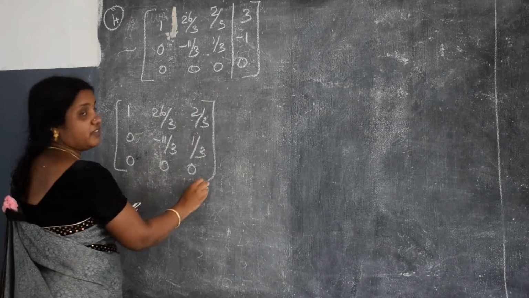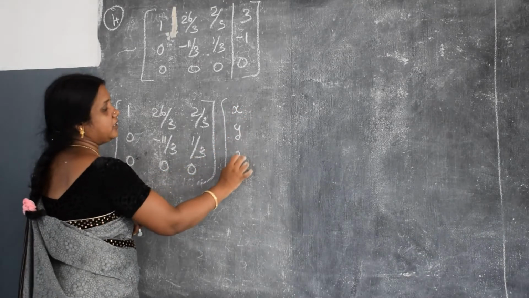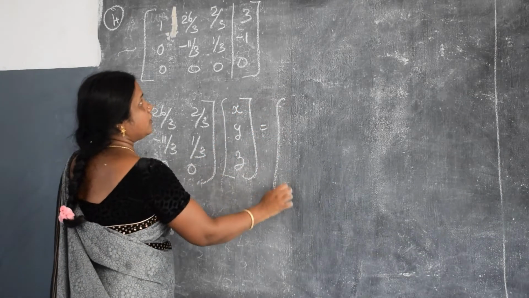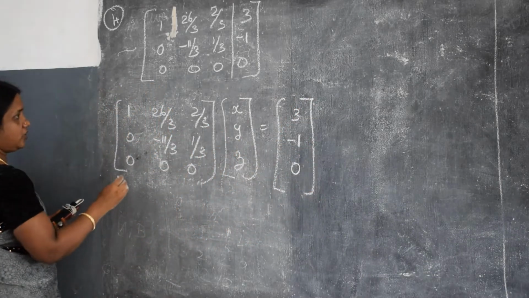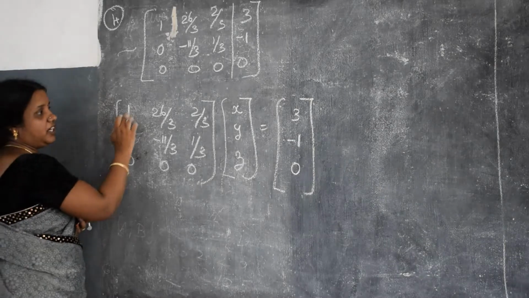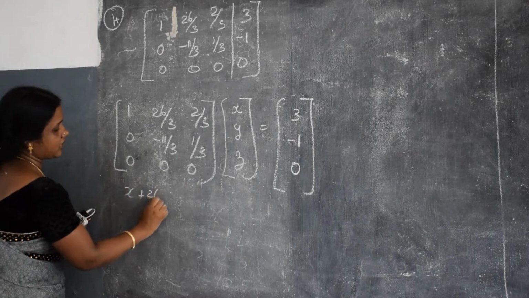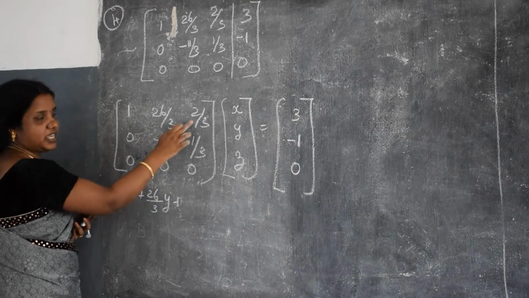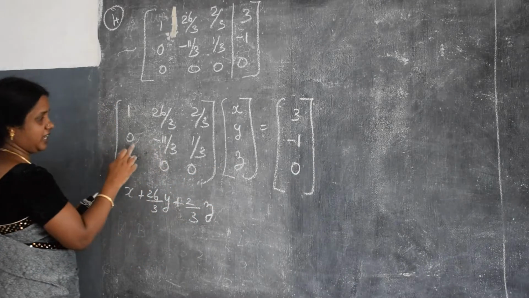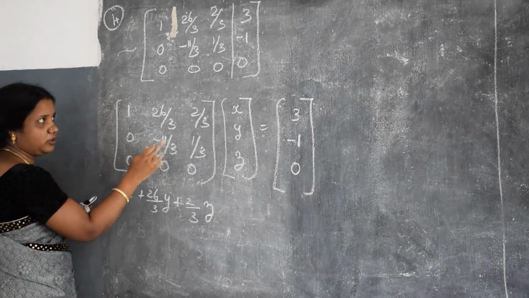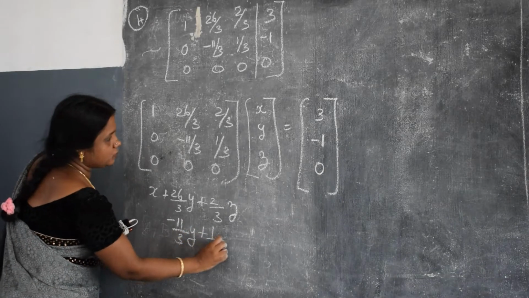What are all the variables given in the question? The question has given the variables x, y, z, which is equal to our constant values here. This one you have to write minus 0. Now write in equation form. This first one, the first element will take x, second one y, third one z. So x plus 26 by 3 y. Here what is here? 2 by 3. With the z you have to write 2 by 3 z. Next our second equation. Here the x value is 0. So you have to write only y and z. So minus 11 by 3 y plus 1 by 3 z.